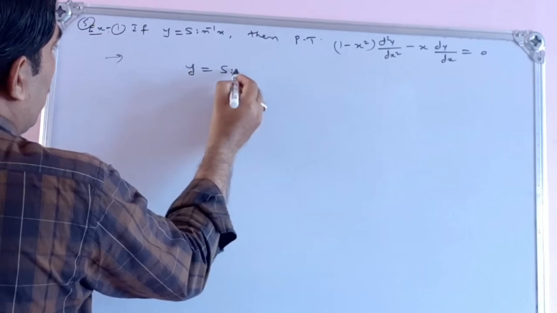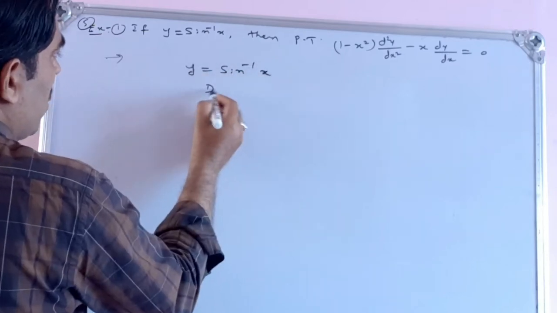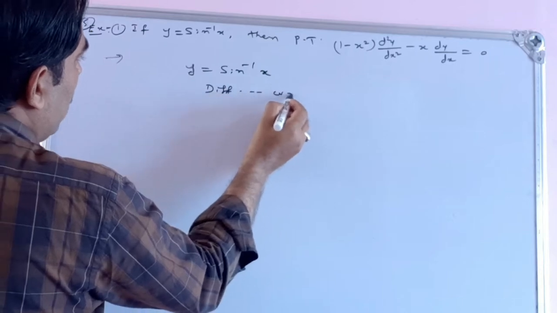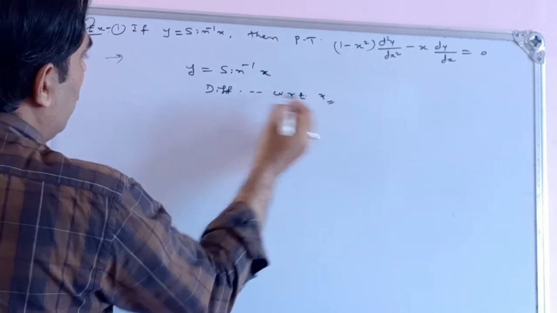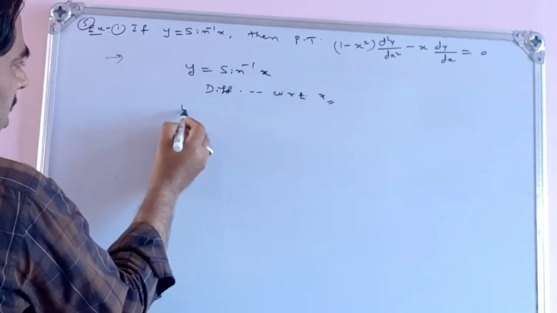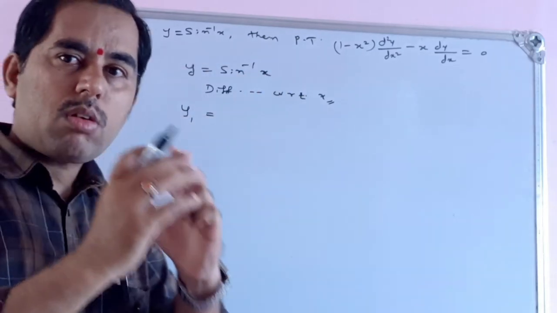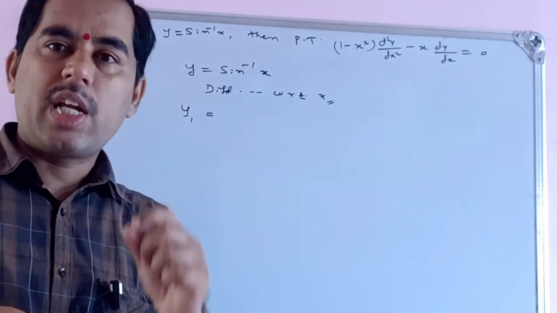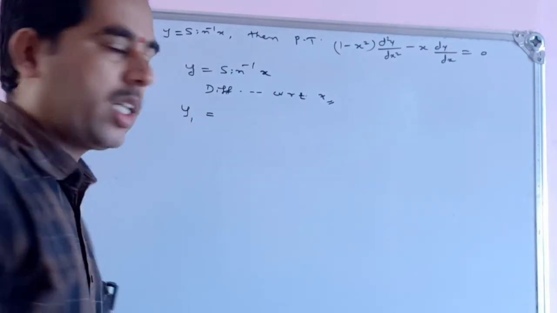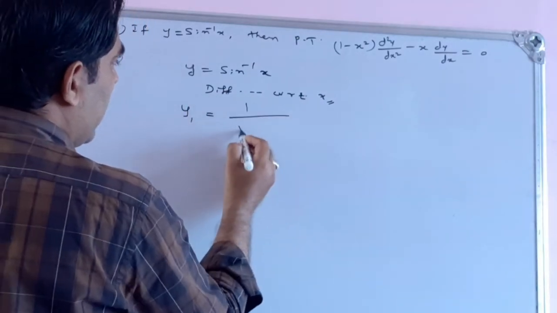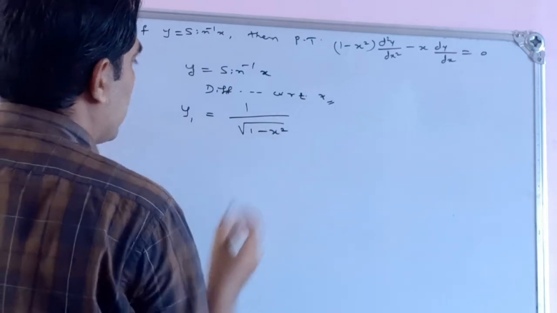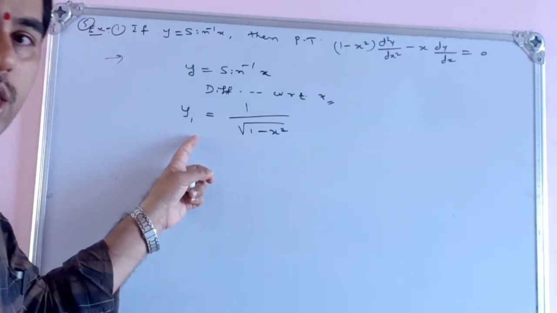Given y is equal to sin inverse x. First we have to differentiate with respect to x on both sides. Differentiating y, we get y1. The derivative of sin inverse x is 1 by square root of 1 minus x square. So y1 is equal to 1 by square root of 1 minus x square. This is the first order derivative, that is y1.